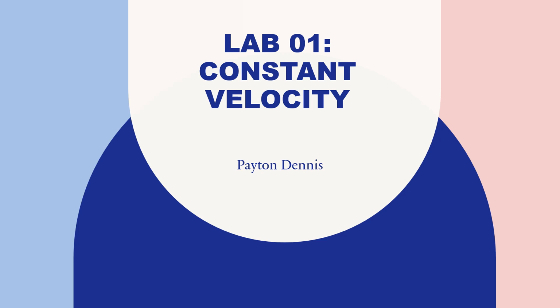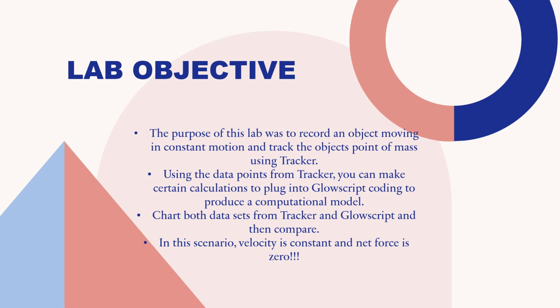Constant velocity. So the lab objective. The purpose of this lab was to record an object moving in constant motion and then track the object's point of mass using Tracker. Then we can use the data points from Tracker, make certain calculations to plug into GlowScript, and then produce a computational model. After that, we can chart both sets of data from Tracker and GlowScript, compare them, and remember in this scenario, velocity is constant and net force is 0.